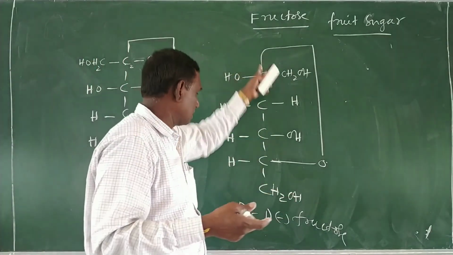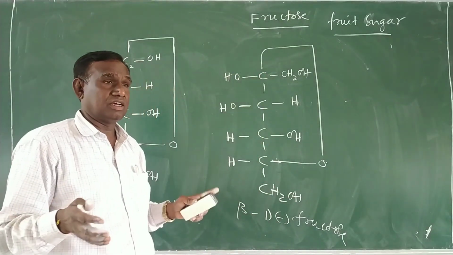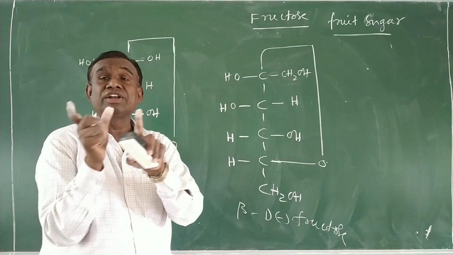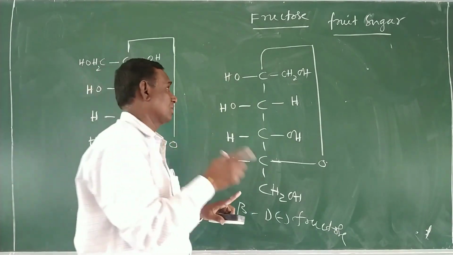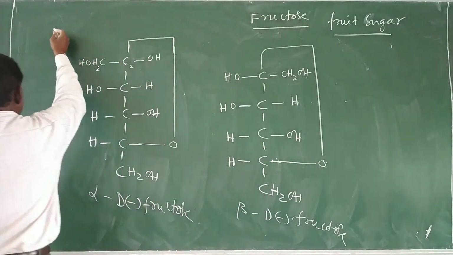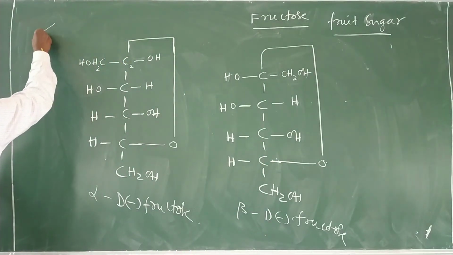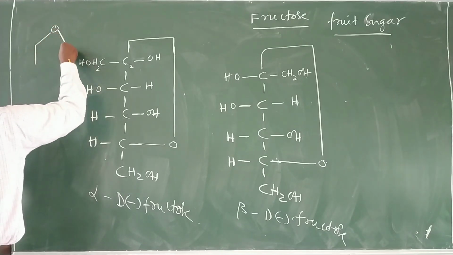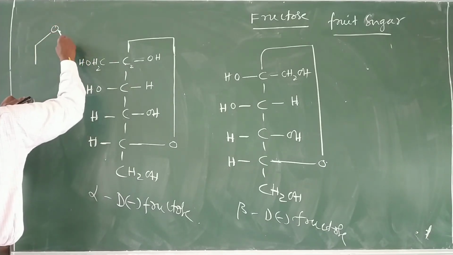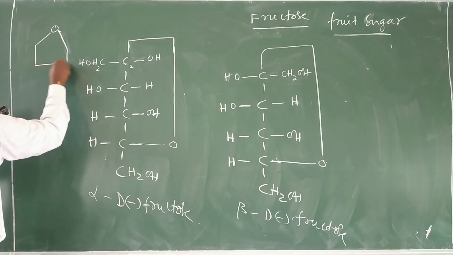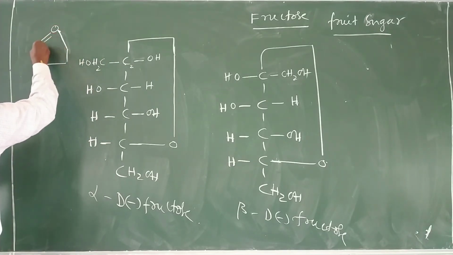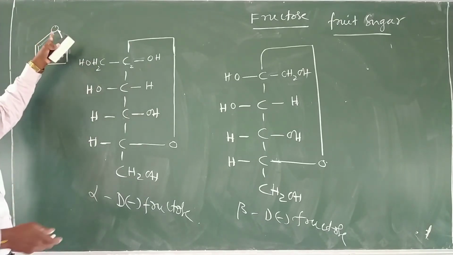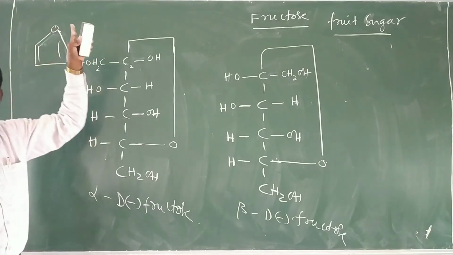But this structure of fructose, you see, it is not similar to that of your pyranose ring. It is equal to the furan ring, you see. Furan means a 5-member ring, like this. So this is like this, you see. This is furan. You see, 1, 2, 3, 4, 5, a 5-member ring.